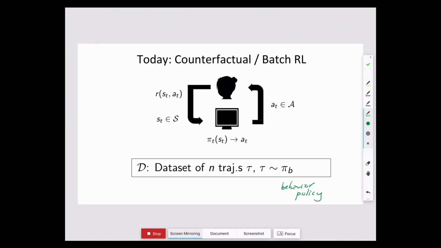And generally, we're going to assume that to be known, but it is not always known. So in the context of this refraction game, we knew what it was. It was random. It was the pi of a given s was just equal to 1 over A for all a. It was just random. But it could be unknown.